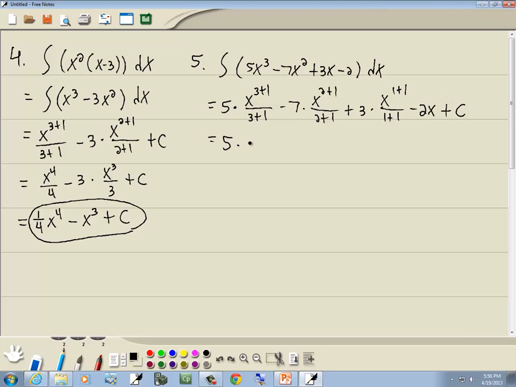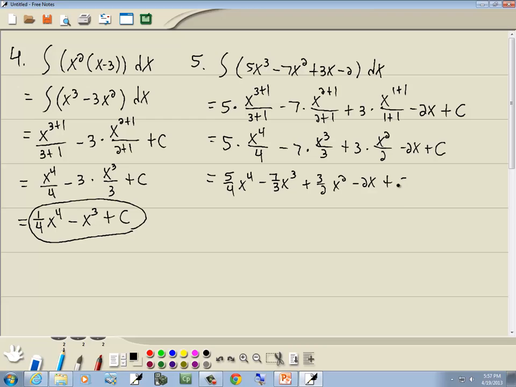So we'll have 5 times 3 plus 1 is 4, so we got x to the fourth over 4, minus 7 times 2 plus 1 is 3, so we got x to the 3 over 3, plus 3 times 1 plus 1 is 2, so we got x squared over 2, minus 2x plus c, which gives us 5/4 x to the fourth minus 7/3 x to the third plus 3/2 x squared minus 2x plus c. And that's our answer.